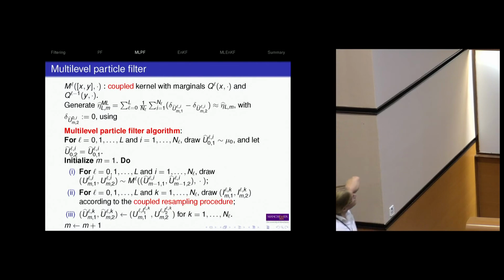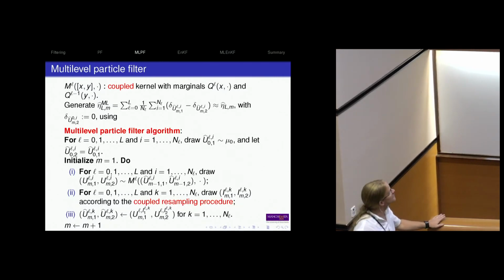Okay, so then away we go. At the initial time, we just set the time 0 particles to be equal. Then we can evolve them through these kernels. For each level l, we evolve our coarse-fine pair, updated pair at time n minus 1, to a coarse-fine pair at time n. And then we're going to perform a coupled resampling procedure, which I didn't put on this slide because it doesn't fit very well, so I'll go through that independently on the next slide.